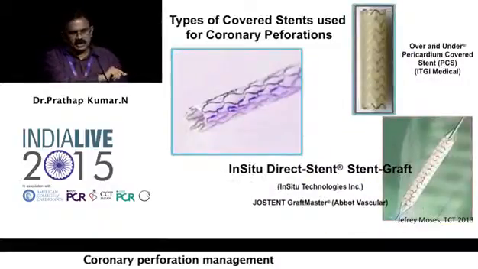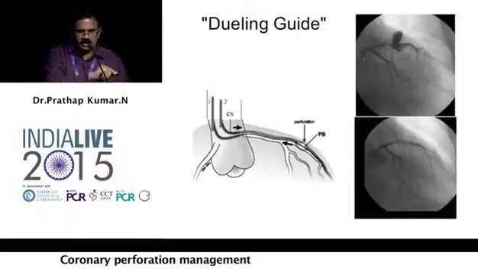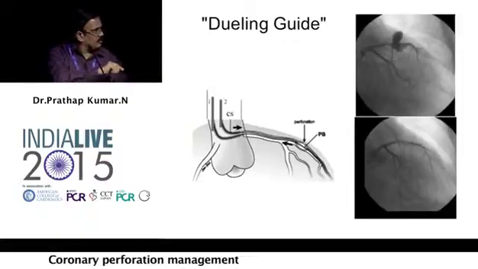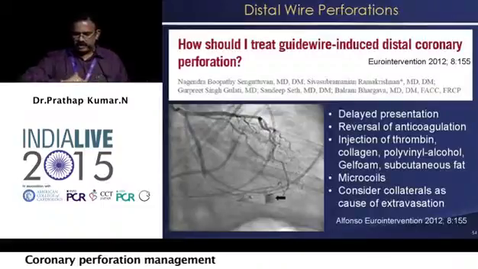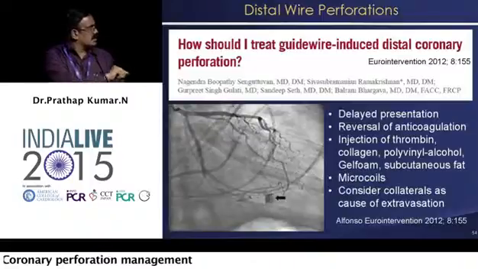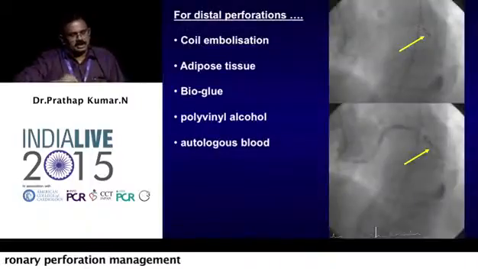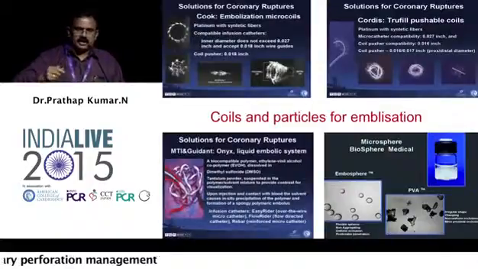There are a lot of stents available. Graftmaster stent has a maximum size available. You can use a second catheter to put the PTFE stent down. For a distal wire perforation, the treatment is delayed presentation, reversal of anticoagulation, injection of thrombin, microcoils, coil embolization, adipose tissue, bioglue, polyvinyl alcohol, autologous blood, coils and particles for embolization.